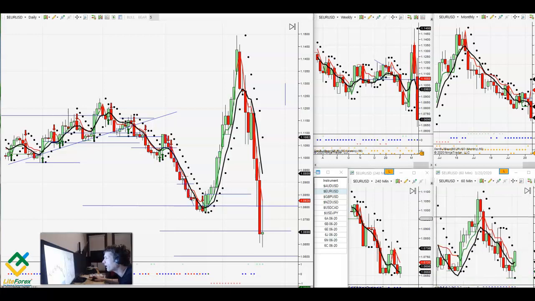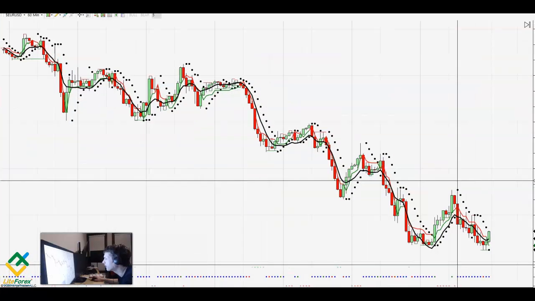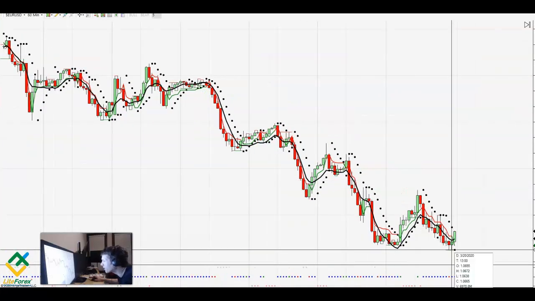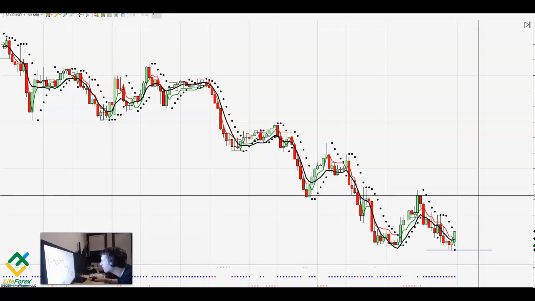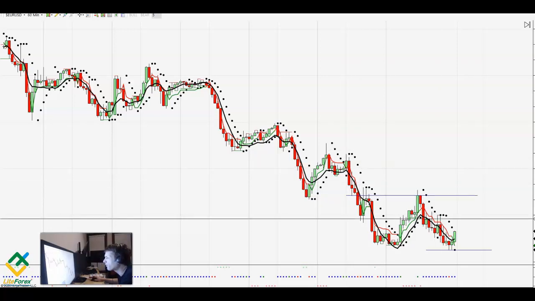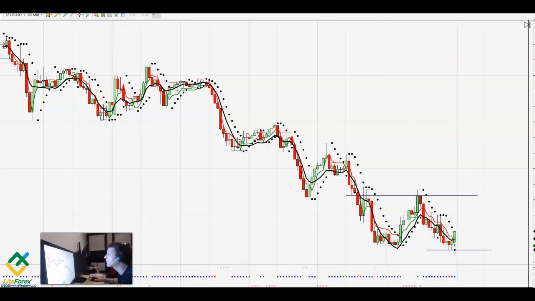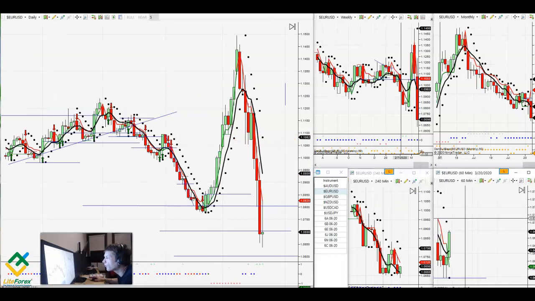Now, when we look at the 240 and the 60, it is holding some support at these lows, 1.0638. But realistically, I'd want to see this break above 1.0814. So that's how I would play this if I'm looking, if this is looking like it is going to turn around. For right now, it's looking more to the downside.